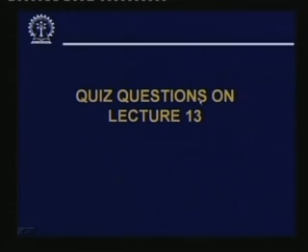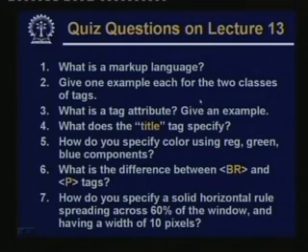So, now some questions from today's lecture. What is a markup language? Give one example each for the two classes of tags, one which appear in pairs, other which does not appear in pairs. What is a tag attribute? Give an example. What does the title tag specify?